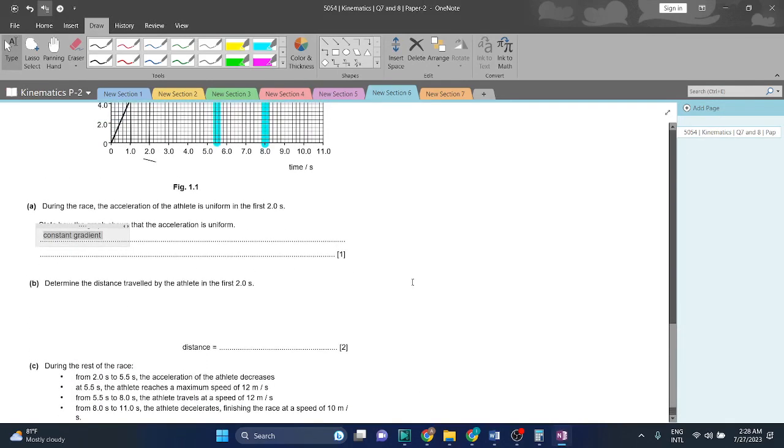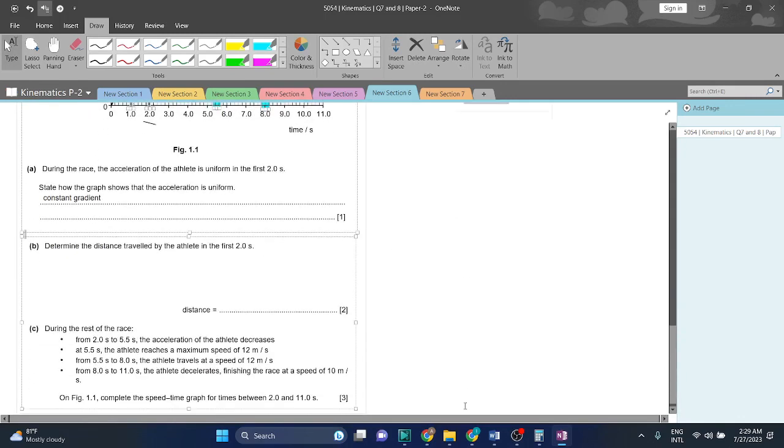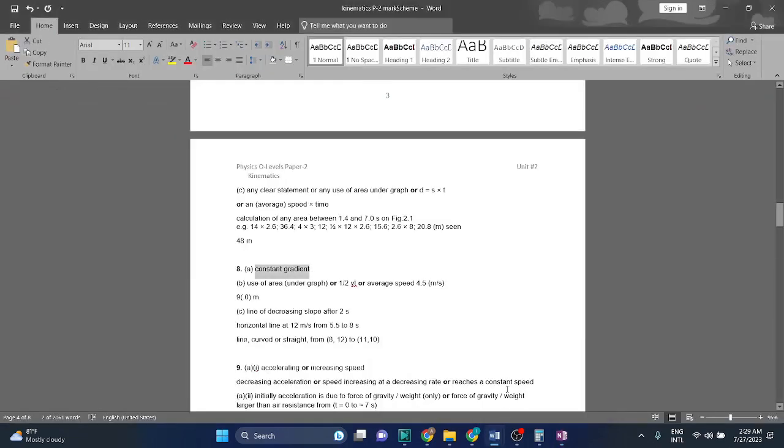Determine the distance traveled by the athlete in the first 2 seconds. First 2 seconds का क्या होगा? This will be a triangle. So 1 divided by 2 into 8.4, 8.4 into 2 will give us 8.4 meters. Acha, 8.4 meters will be the answer, I think.